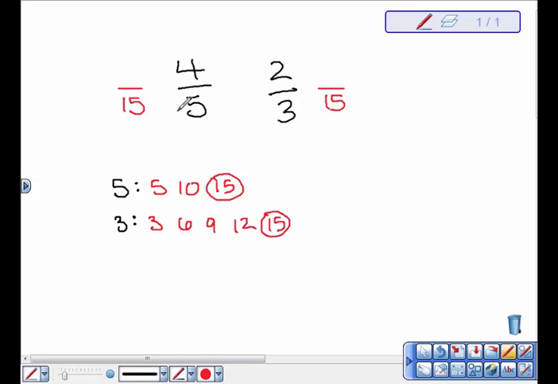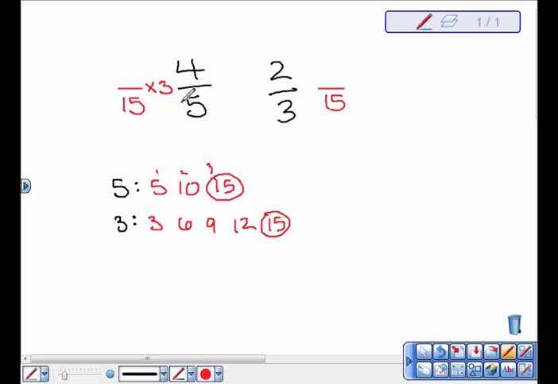I want to look at 4/5, and I want to say, well, if I go from 5 to 3, what did I multiply 5 by in order to get to 3? And you don't even have to figure it out because you can look right down here. How many times did I count by 5s till I got to 15? That was 1, 2, 3 times. So I multiplied my 5 times 3, and I got 15.